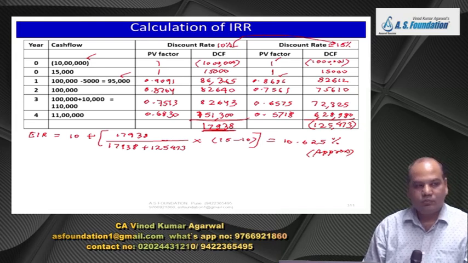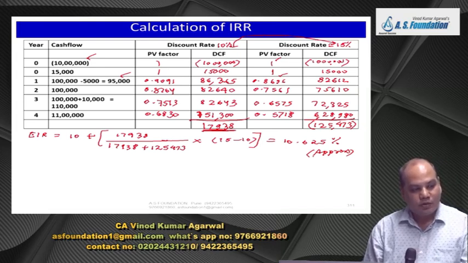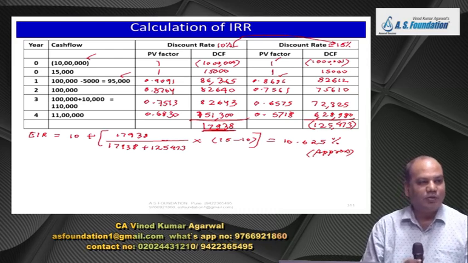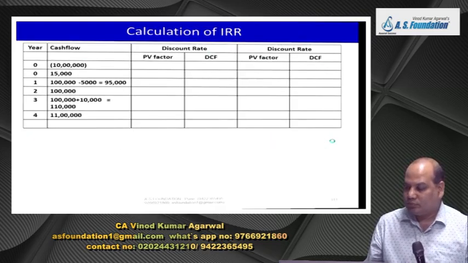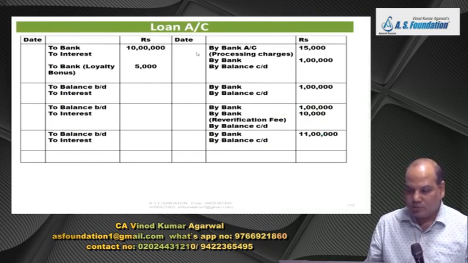Done. This is the first step. If you can't cross this step, you can't solve the problem. So you have to calculate IRR. Now we will write down, in the books of B Limited, loan to C Limited account. In the books of B Limited, for B it is a financial asset, for C it is a financial liability.